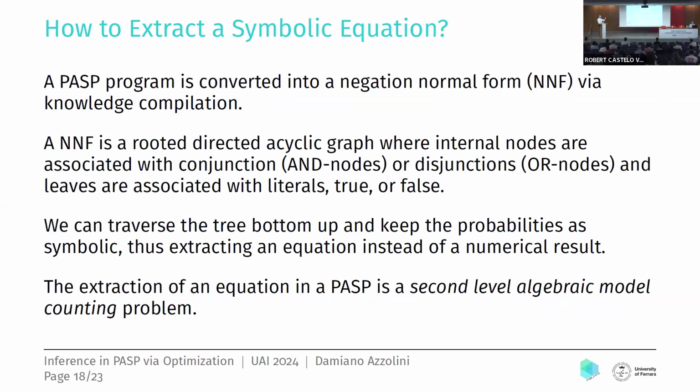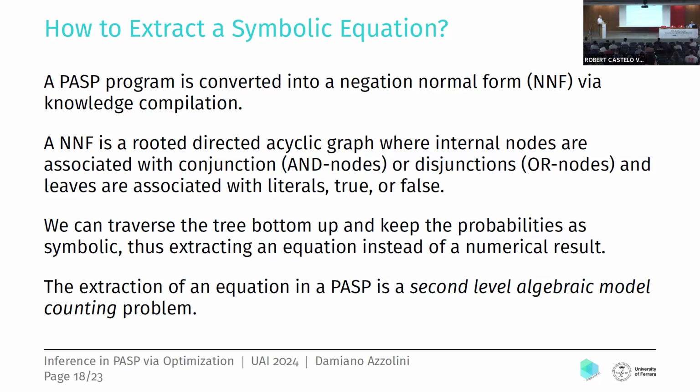Now, just a brief sketch of how we can extract an equation from a program. A probabilistic answer set program can be converted into a negation normal form, an NNF, via a process called knowledge compilation. An NNF is a directed acyclic graph where internal nodes are associated with sums and products, so OR nodes and AND nodes. Simply by traversing this NNF, when we encounter an OR node, we sum the probabilities. When we encounter an AND node, we multiply the probabilities. But now probabilities are described by a function, not by a probability value. So we obtain a symbolic equation from this kind of NNF.